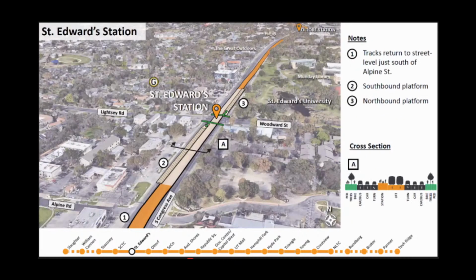The tracks are at grade by Alpine Street and run in the center at grade through the St. Ed station. We are currently showing a split platform for the St. Edward station on either side of the Woodward Street intersection. We are also considering a center running platform for this station and are working with St. Edwards and other stakeholders to determine which option moves forward.